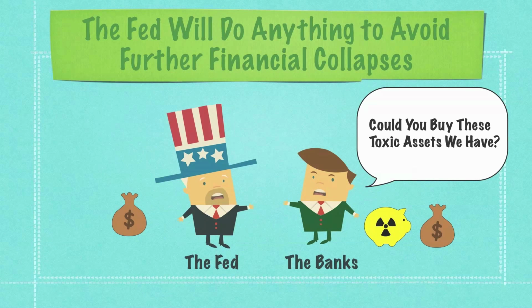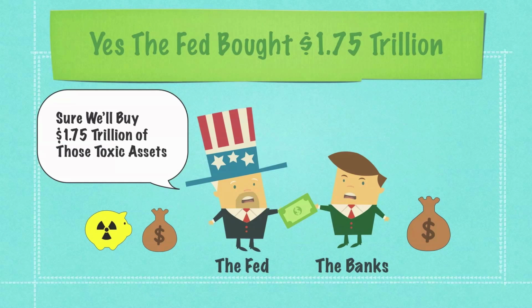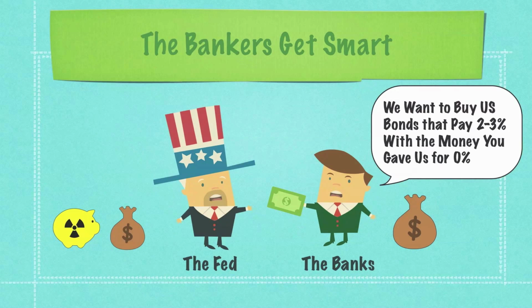The banks turned around and said, we're still worried about loaning money out because we have these toxic assets. What can you do about them? The Fed chose to buy $1.75 trillion of these toxic assets from the banks to further stimulate the economy and get the banks lending. The banks did something unexpected at this point. They decided to invest all that money that the Fed had actually given them at 0% into U.S. Treasuries and other U.S. bonds that paid roughly 2 to 3%. So what they are doing here is getting money for free, in essence, and then getting a guaranteed 2 to 3% return on said money.